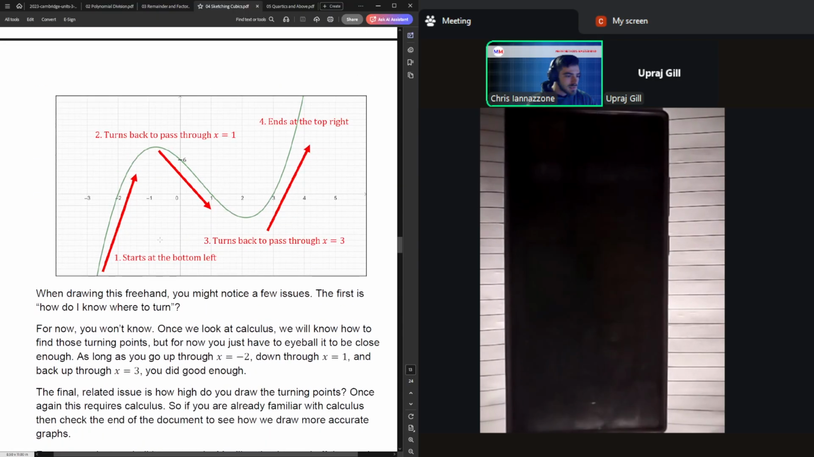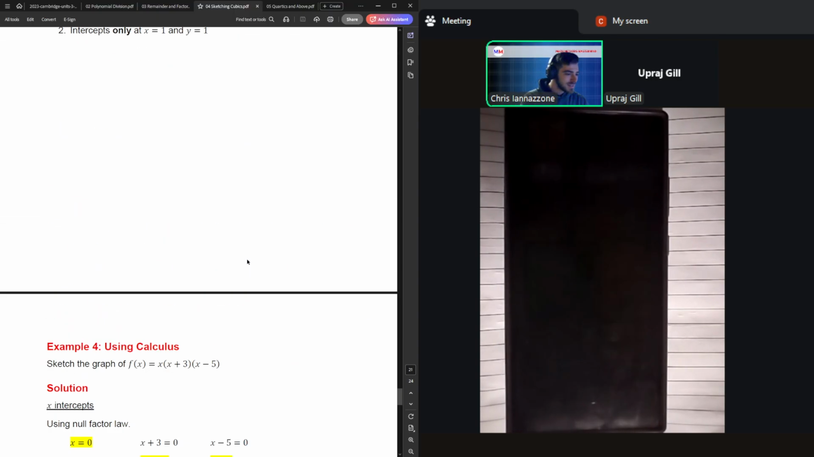So what that ends up meaning is that, roughly speaking, you do your bottom left, you draw out your 3 x-intercepts we had from earlier, and you turn wherever feels good. Without calculus, you're not going to find these turning points, at least not through the null factor law, the factorized version. And tech-free, the mathematics required to find those turning points is pretty nasty.